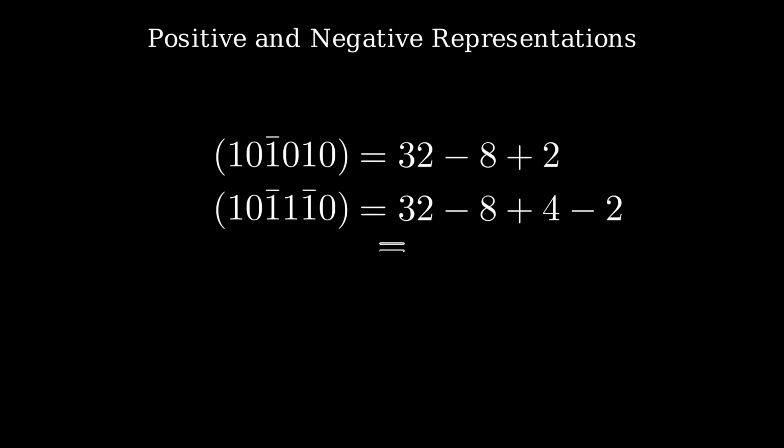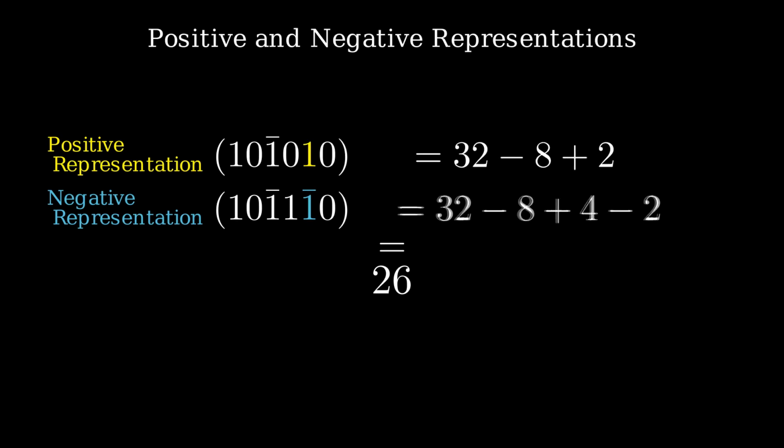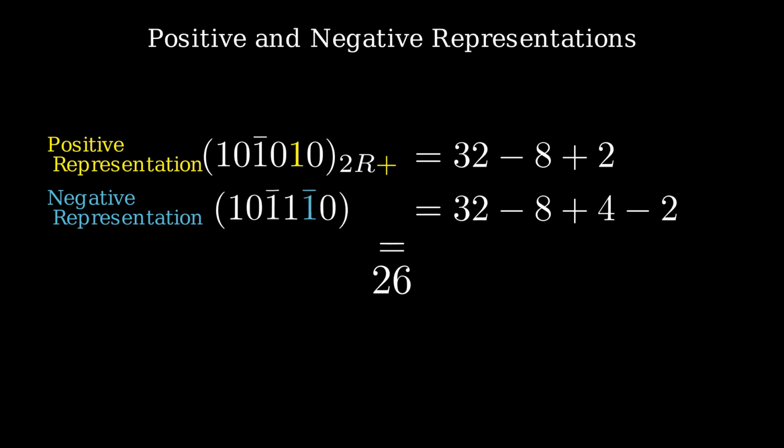The first one has a 1. We'll therefore call this representation the positive one, and the other one ends with a 1 bar. We'll call it the negative representation. Now, to denote the representation, we'll add a 2R to say they're revolving, and a plus or a minus to say if they're positive or negative, for clarity's sake. Revolving representations also exist for negative integers. The leftmost digit simply has to be a 1 bar.